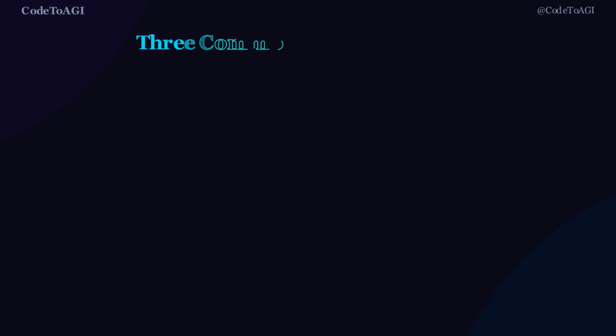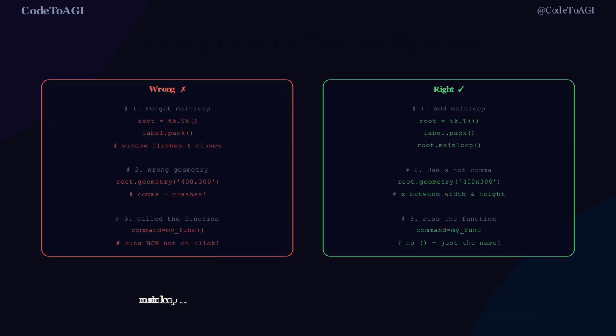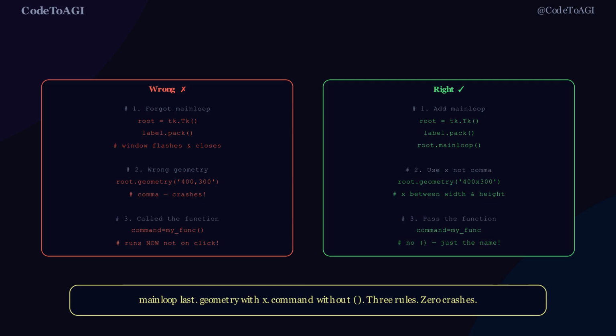It works. 3 mistakes almost every first Tkinter app makes. Mistake 1. Forgetting mainloop. The window flashes and disappears immediately. Always end your script with root.mainloop. Mistake 2. Wrong geometry string format. It is width x height. For example, 400x300. Using a comma or a space instead of x will crash the app. Mistake 3. Calling the function instead of passing it. Command equals my_function, no parentheses. Command equals my_function with parentheses calls it immediately.